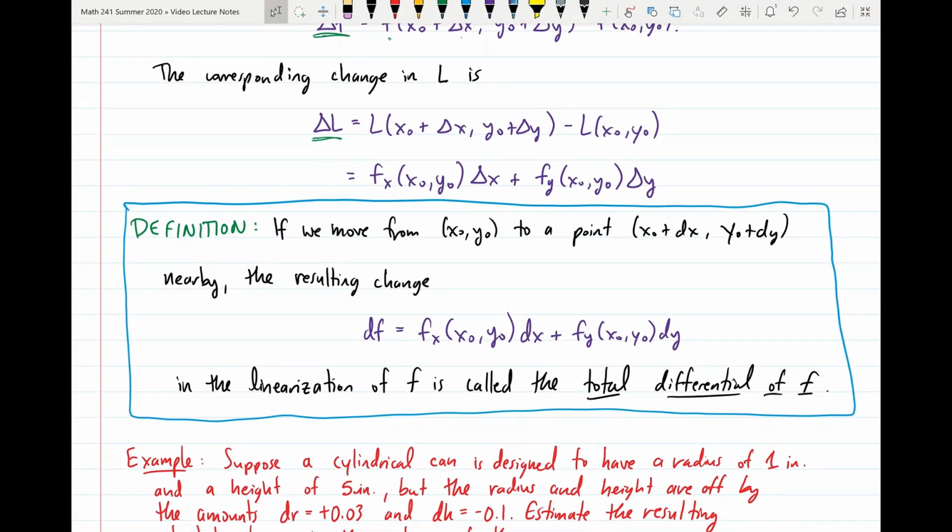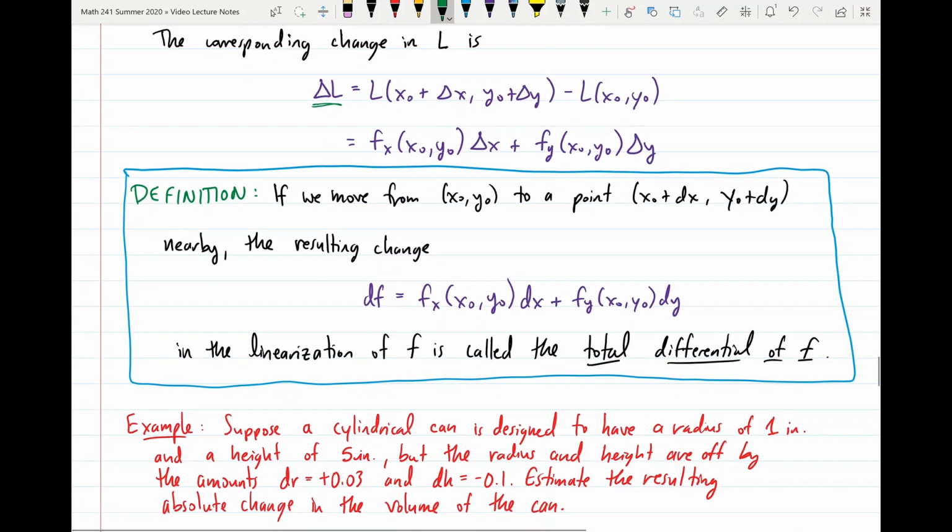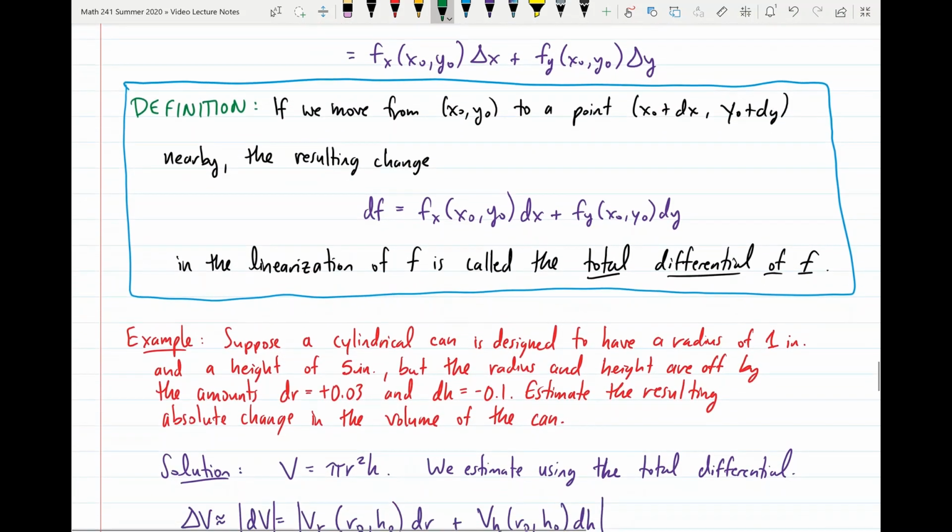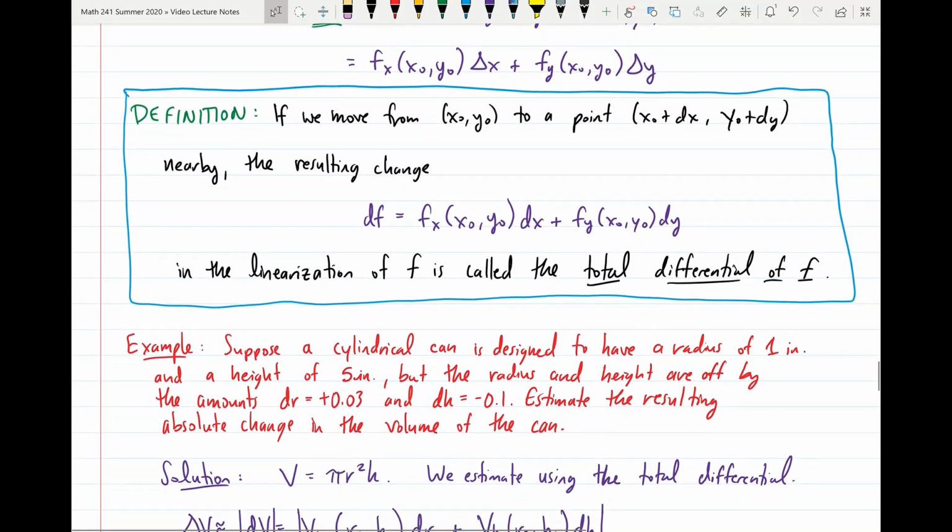With a little bit of calculation, we end up finding that the change in L is equal to partial x at our original point, x naught, y naught, times the change in x, plus partial y at x naught, y naught times the change in y. And this leads us to the definition of our total differential here.